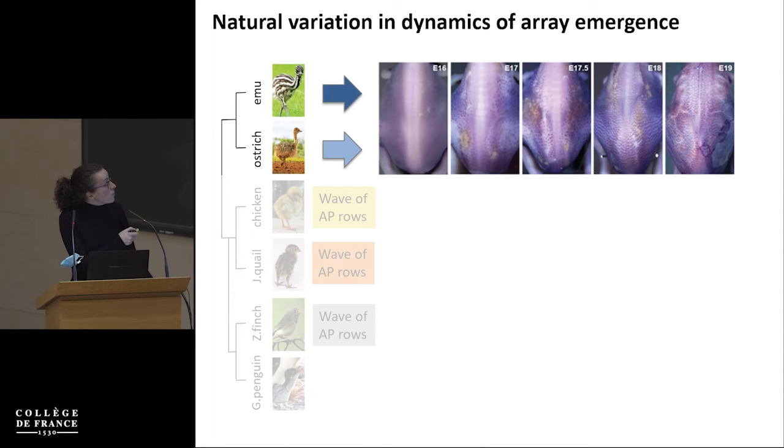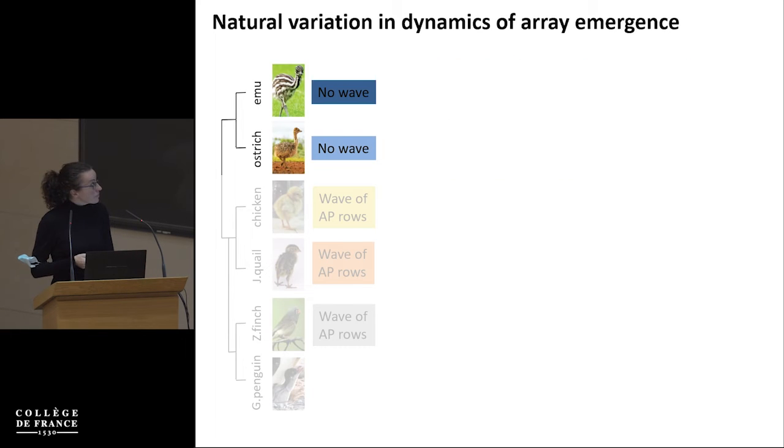However, in the emu and in the ostrich, initially beta-catenin is expressed in these wider areas, and we could not distinguish any clear, timely wave. Actually, all primordia emerge at once, simultaneously, in a spatially random fashion. So no wave in these species.